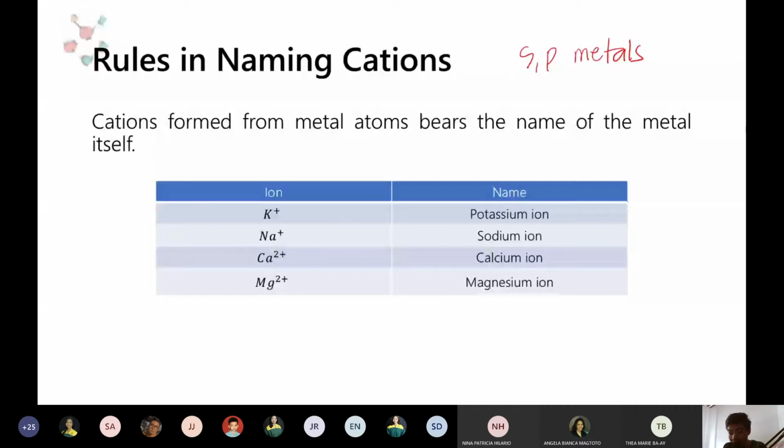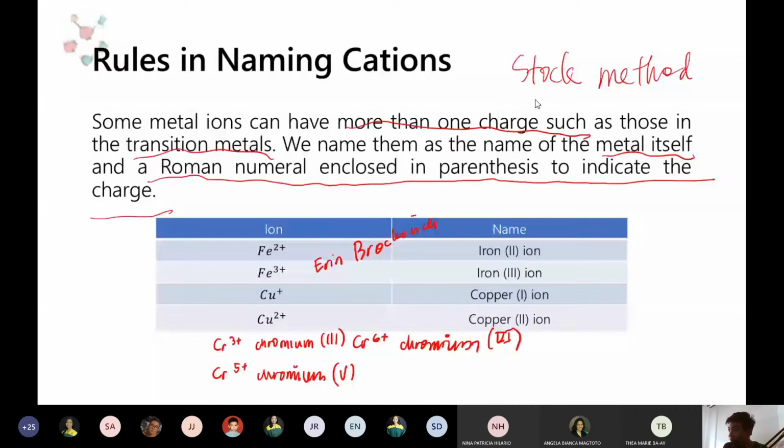However, if yan ay transition metal, you can have multiple charges. So you have to indicate the charge for you not to be confused. So yun lang, that's the stock method. This applies to the D block elements, the transition metals. Yung inner transition kasi, we do not use them that much, although we can use the rule ng stock method sa D and F orbital.